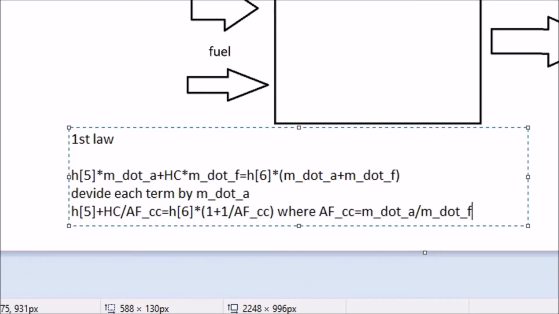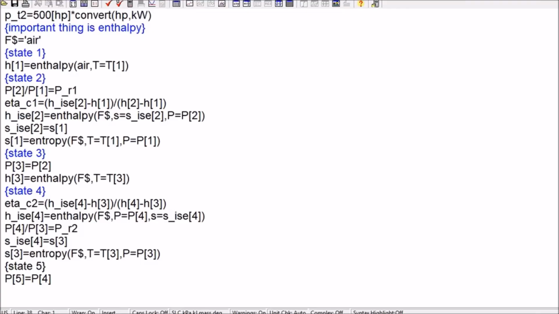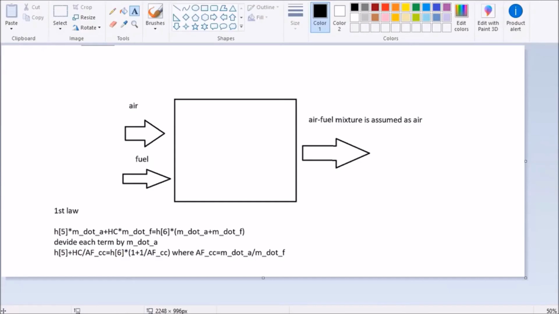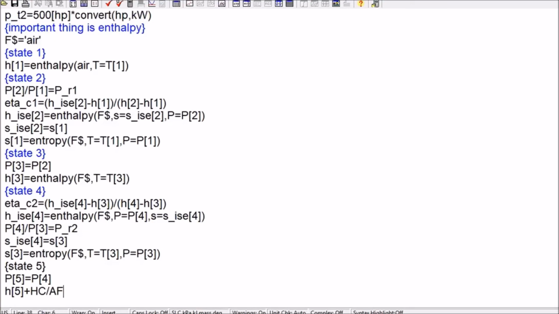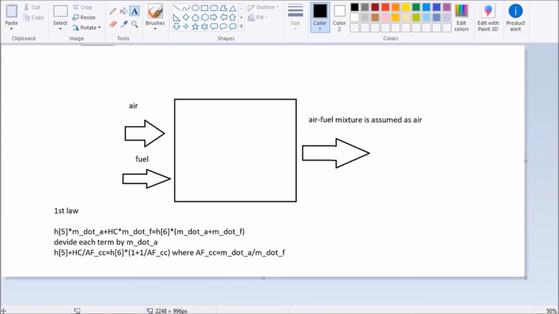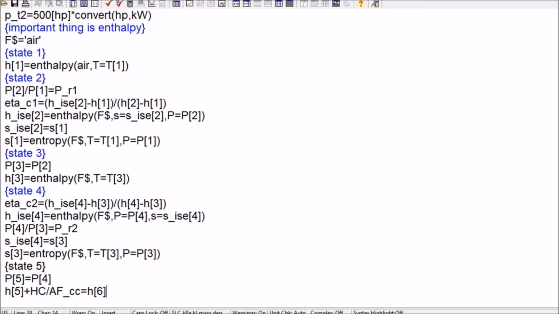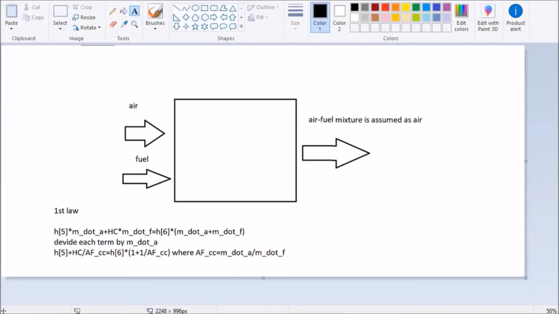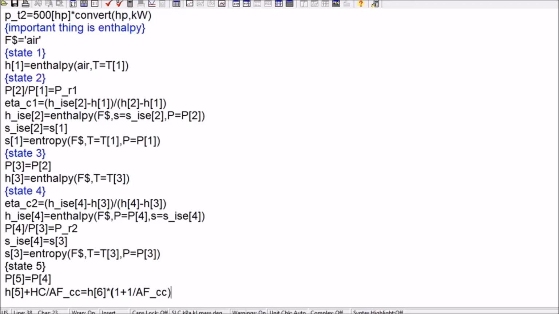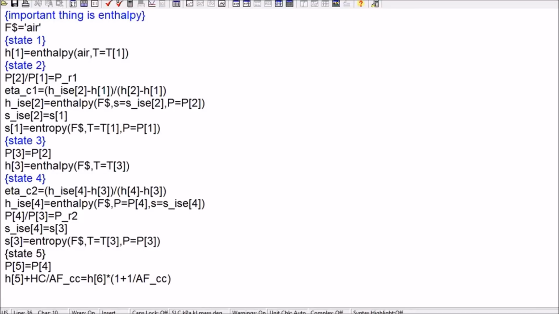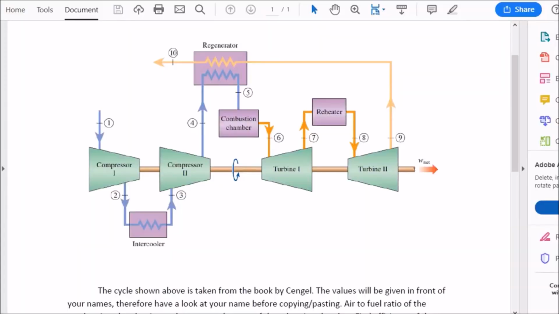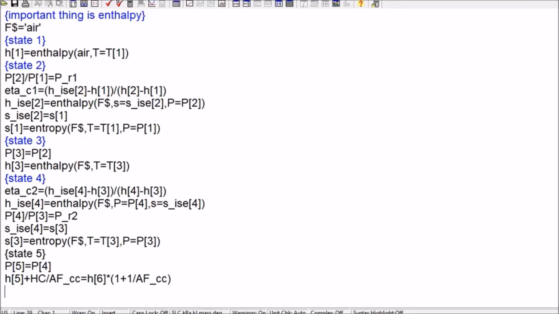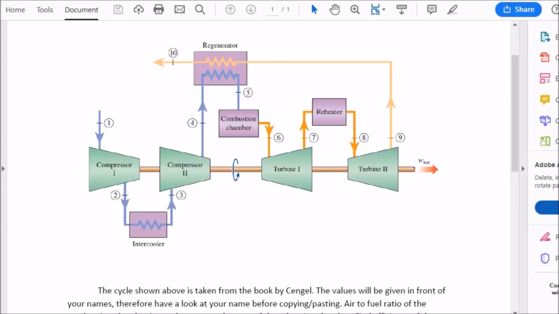So we will write this equation in EES. You will have H5 plus HC by the air to fuel ratio of the combustion chamber should be equal to H6 times 1 plus 1 by the air to fuel ratio of the combustion chamber. So we have one unknown, which is enthalpy at 5. We have another unknown, which is the air to fuel ratio. We have another unknown, which is H at 6.